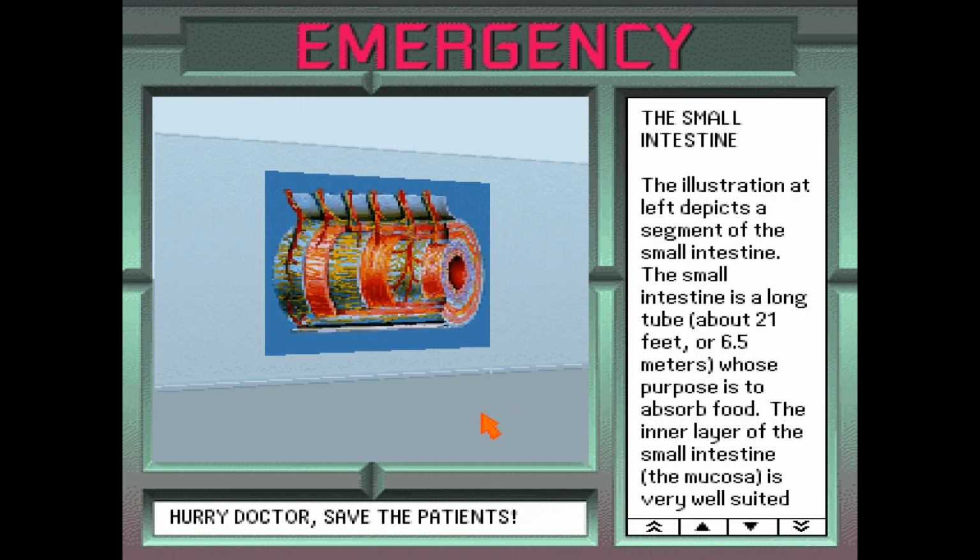The small intestine. The illustration at left depicts a segment of the small intestine. The small intestine is a long tube, about 21 feet or 6.5 meters, whose purpose is to absorb food. The inner layer of the small intestine, the mucosa, is very well suited for this job. It is organized into innumerable little finger-like projections called villi. The mucosal cells which line the villi are in turn covered with even smaller finger-like projections called microvilli. The villi and microvilli greatly increase the surface area with which to absorb food.